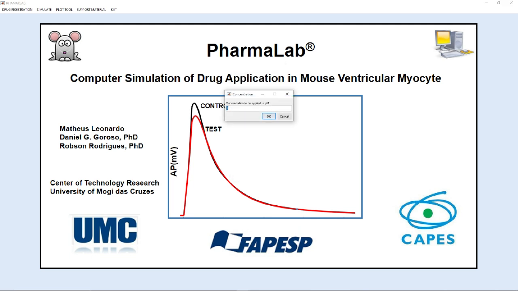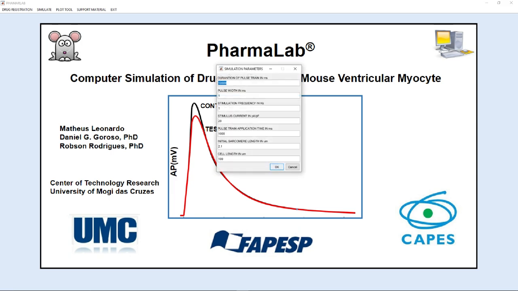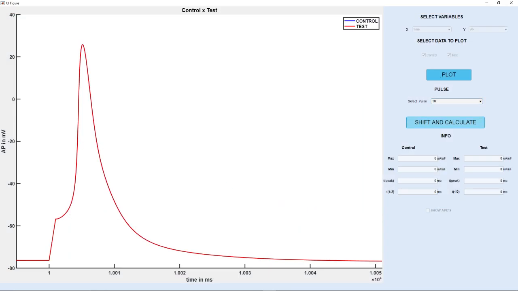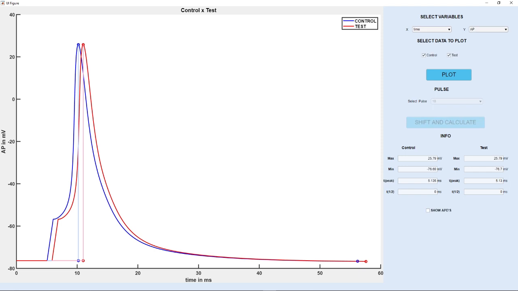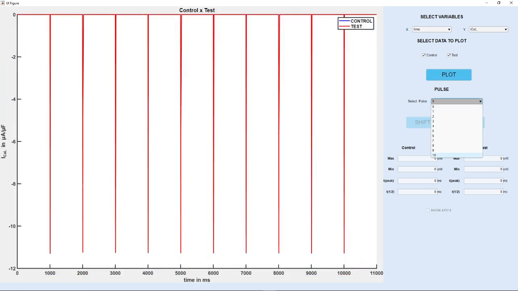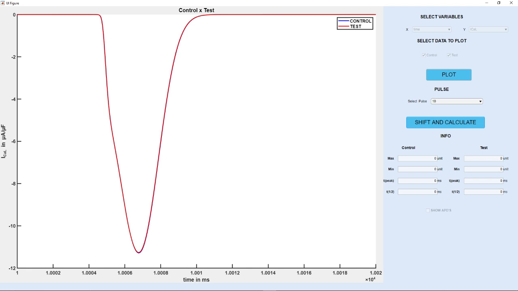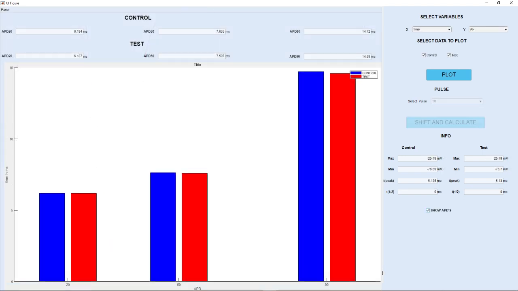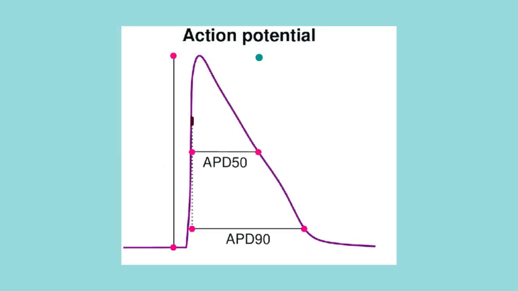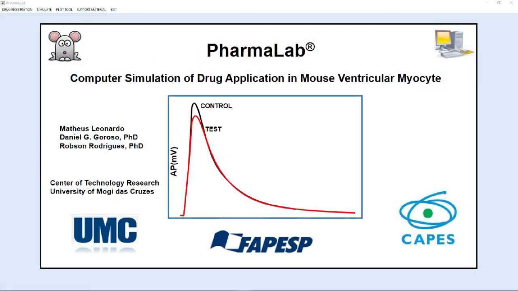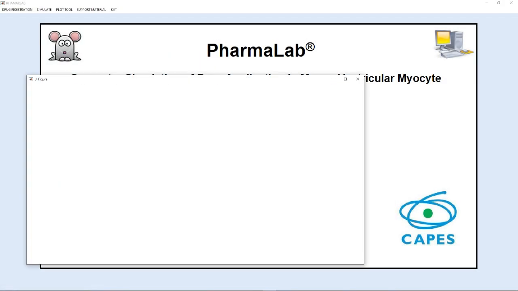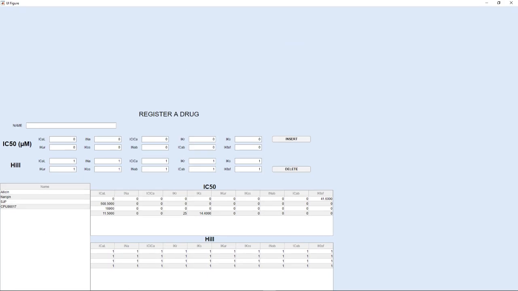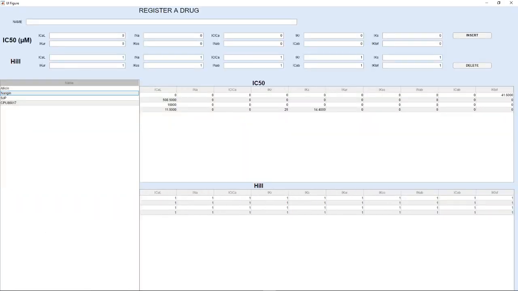PharmaLab is capable of simulating mouse myocyte APs with and without drug application, and comparing both. It also provides data about important ionic currents, such as calcium and potassium currents, and variables like the APD50, the action potential duration, which is the time it takes for the cell potential to decrease from the peak of the AP down to half. Apart from that, it allows registration of different drugs by informing the IC50 and Hill coefficient.